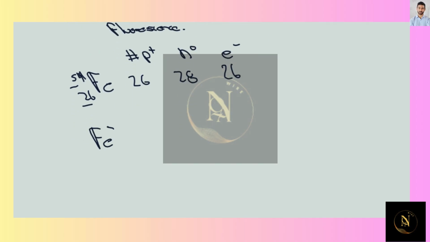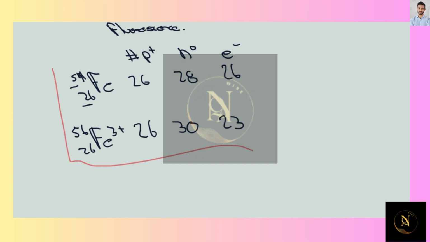On the other hand, we're going to have iron 3 plus 56, 26. So the number of protons is going to stay the same. The number of neutrons is going to be 30 in this case. And now, since we're going to have 3 positive charges, that means that we're going to miss 3 electrons. So this is going to be our complete table.